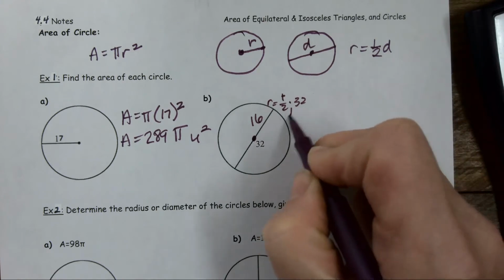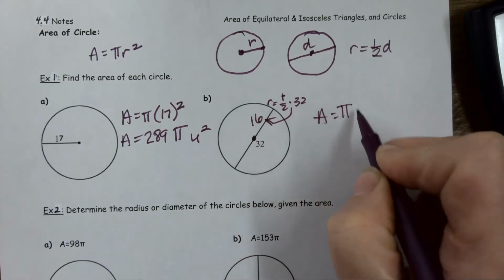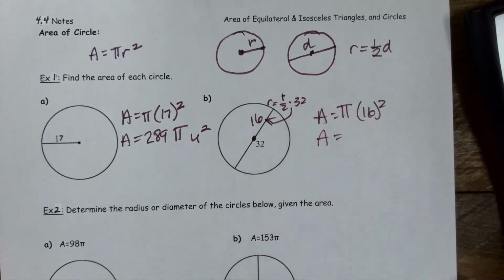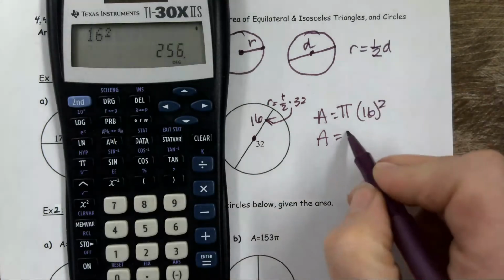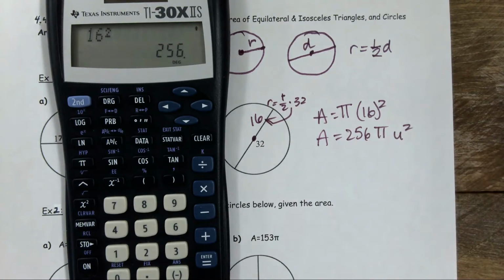And then we can plug it in our area formula. Pi times 16 squared. Only thing I need to figure out is what 16 squared is. This becomes 256 pi units squared. Not so bad, right? Pretty easy? Okay.